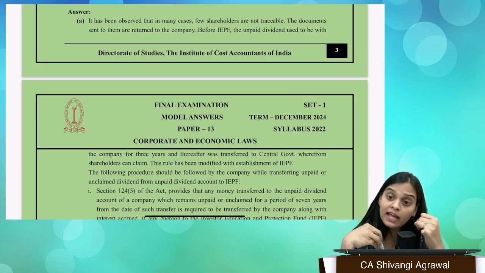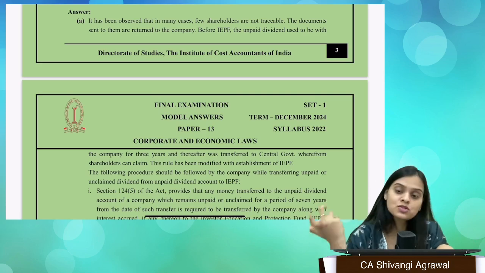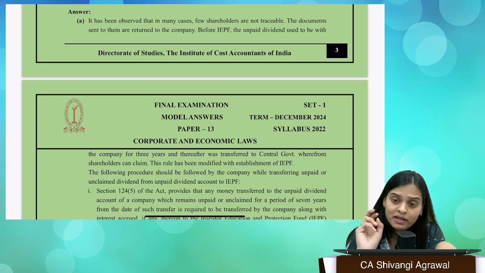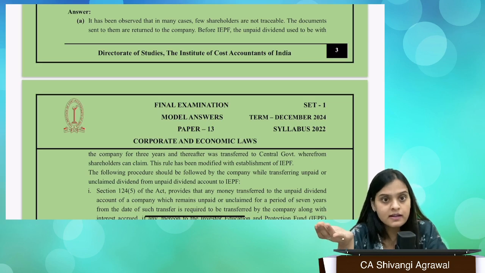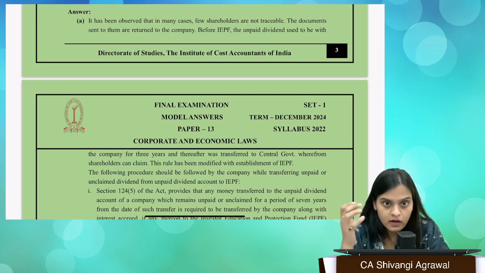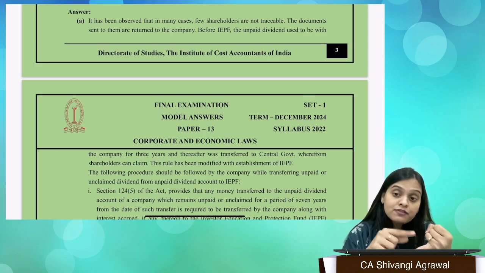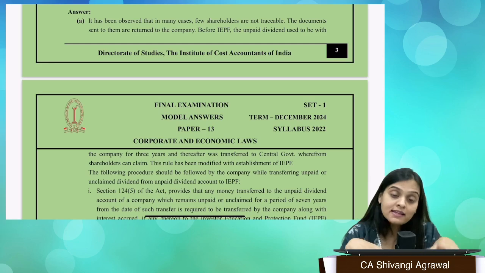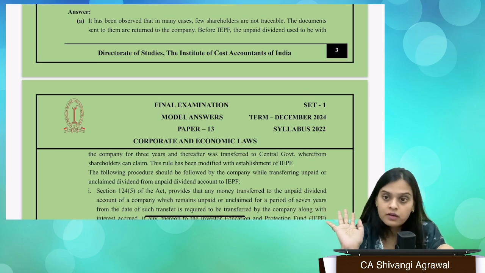A number of times, even when I have told you the concept, I've told you exactly this: what is unpaid dividend? You have to immediately transfer it to an escrow account, and if it remains over there, you transfer it to the unpaid dividend account, right? If it's lying there for approximately 7 years, then it has to be transferred to IEPF, right? Now all the shareholders can actually claim it from that unpaid dividend account from the company also, and if it is transferred to IEPF, then the shareholders can provide their details and claim it from IEPF also, right?